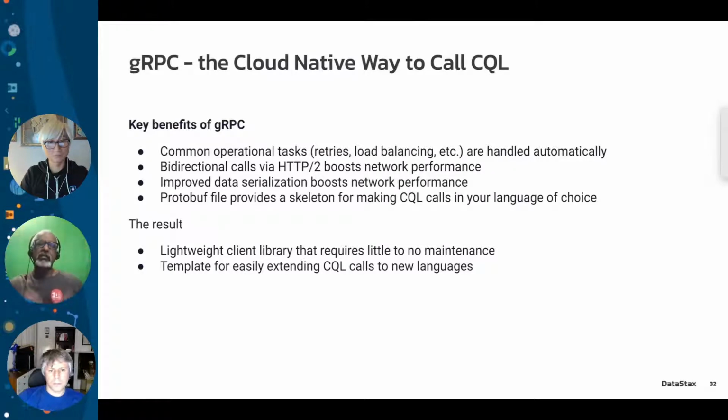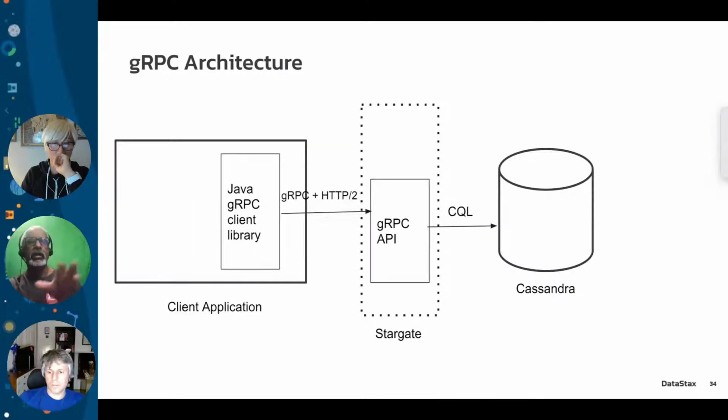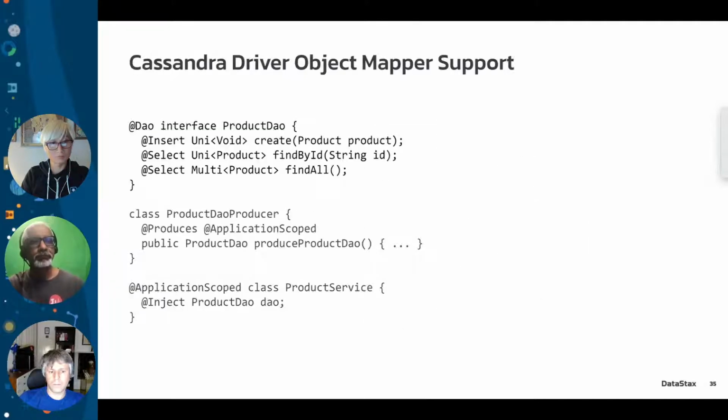gRPC is the cool, cloud native way of calling SQL, if you will. It's a standard industry technology that SQL is also adopting. Today it looks something like this: the Java driver called SQL, and going forward, you're going to call the gRPC library, which underneath calls SQL, because you still want to use some of the other objects that you can use with SQL. Essentially, you're going to call the gRPC library, which uses SQL underneath. So it combines the best of both worlds.